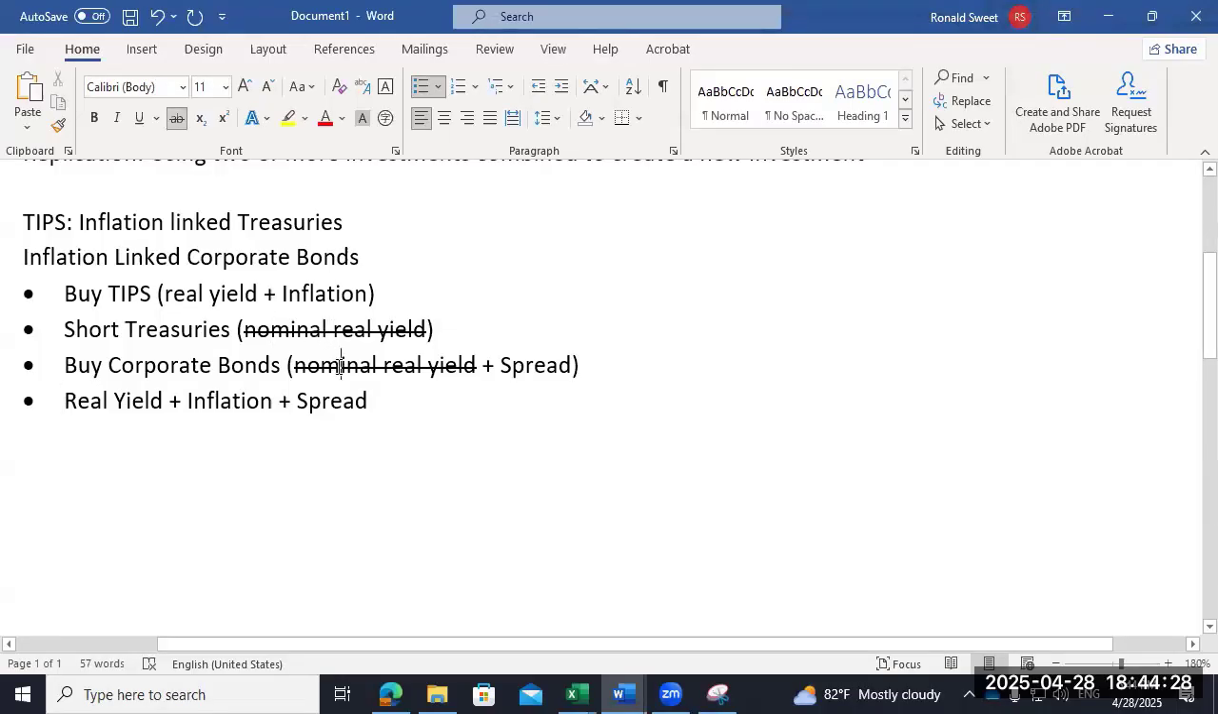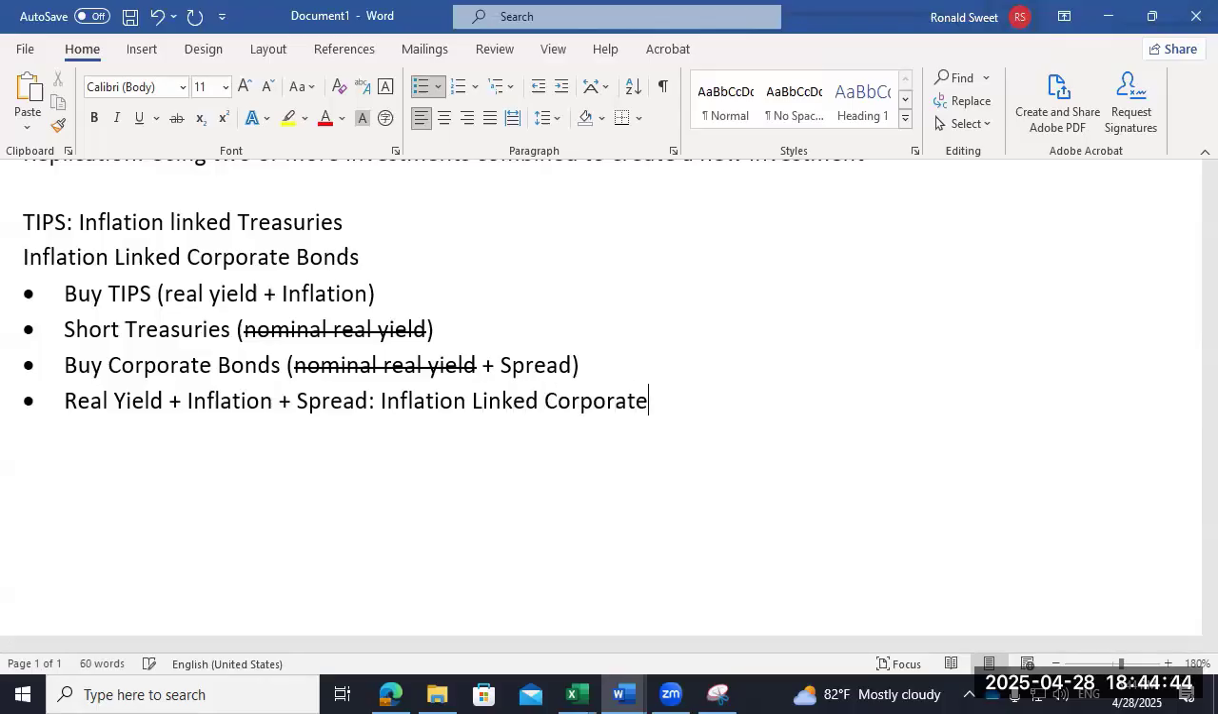So you don't really care what interest rates do. 10-year Treasury goes up, goes down. You're offsetting it exactly here, and you end up with essentially an inflation-linked corporate. If I were a finance person in a meeting, I would bring this up early in my career.